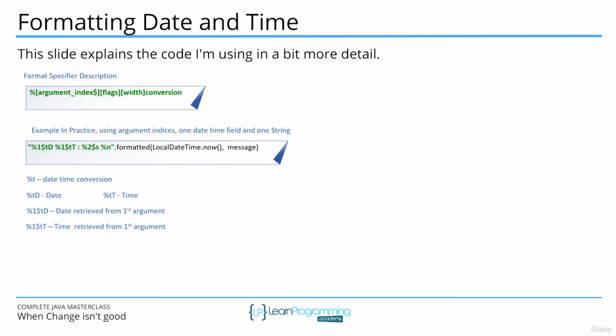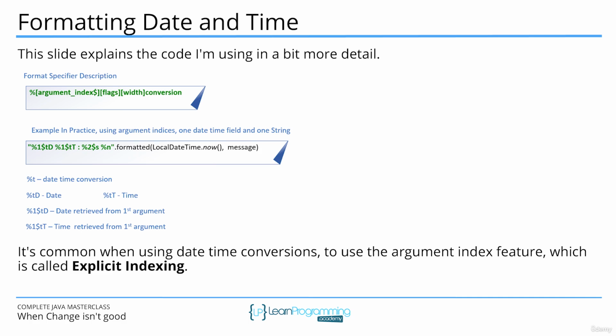This slide explains the code I'm using in a bit more detail. It's common when using date-time conversions to use the argument index feature, which is called explicit indexing. This lets you list your date-time variable just once as an argument. You then use an index to tell the formatter which argument is used for which specifier. If you do use an argument index, you need to use it for all specifiers, which I'm showing on this example, using 2 for the message string argument.